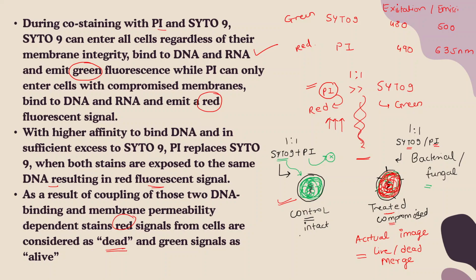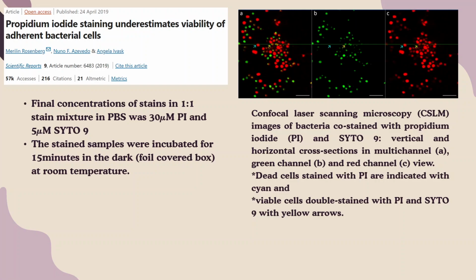Okay, we will understand it with an example by taking a research article. I will mention the citation in the comment section. You can use it for your reference. The paper is entitled Propidium iodide staining underestimates viability of adherent bacterial cells. In this case, they have used the cyto9 and PI stain in order to determine the viability of bacterial cells. They have studied the bacterial cells. They have taken the stains in a 1:1 ratio with a concentration of PI at 30 micromolar stock and 5 micromolar stock of cyto9.